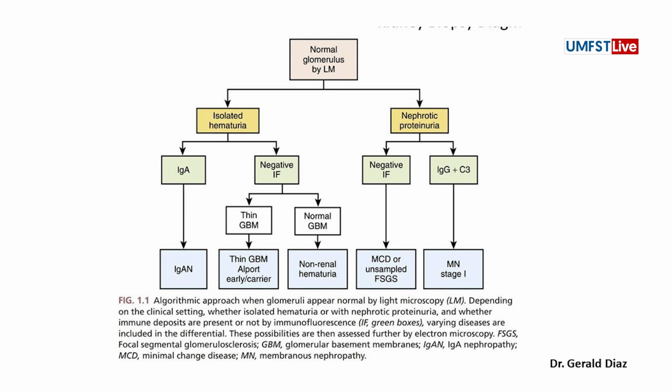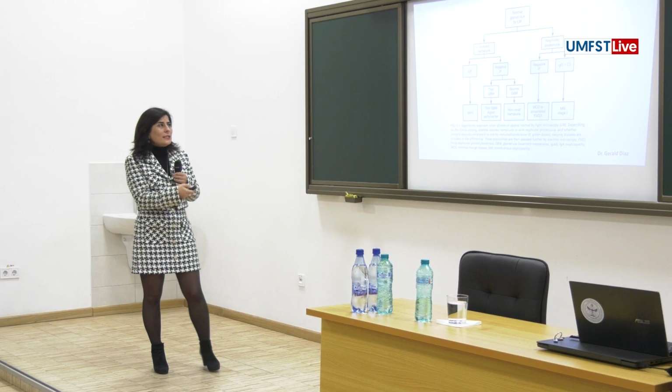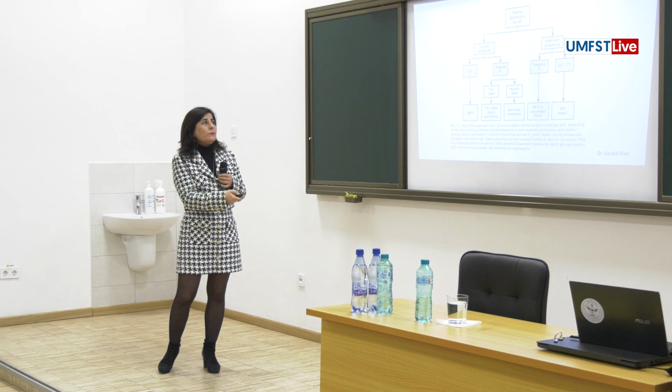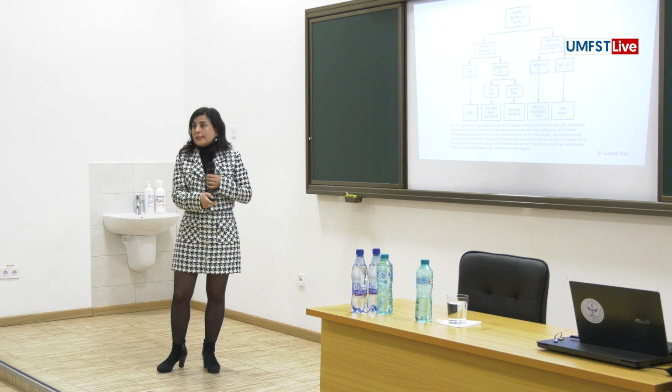If it is positive for immunofluorescent IgA, you call it IgA nephropathy. But if it is negative, you have to think about thin GBM, normal GBM. It's just, this means that you need electron microscopy again. If it is nephrotic syndrome, the immunofluorescence is important.